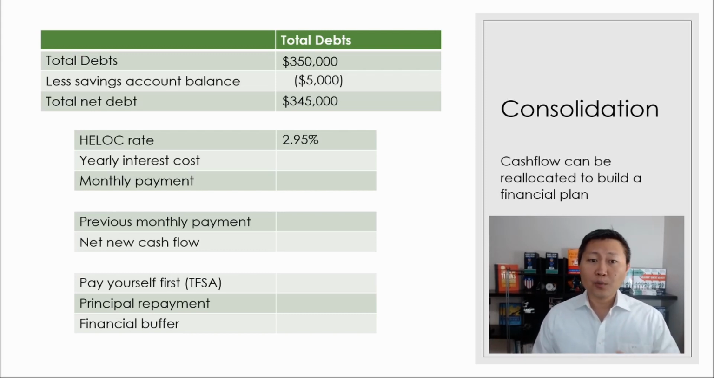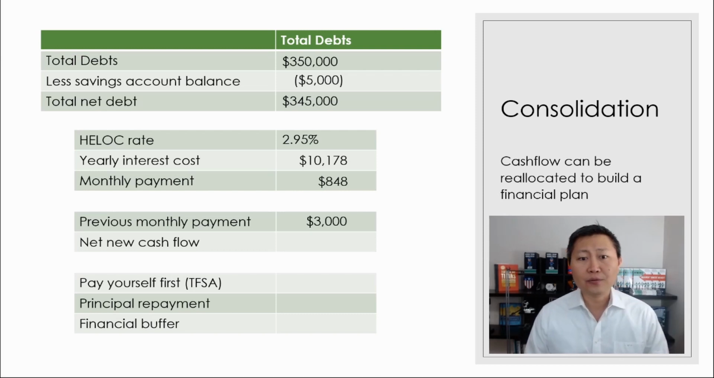So 2.95% multiplied by $345,000 gives us a yearly interest cost of $10,178. Monthly, that's $848 per month minimum payment required to stay in your home. Okay, this does not include any principal repayments at all. This is just purely the cost of interest, and you're not making any headway in your debt.